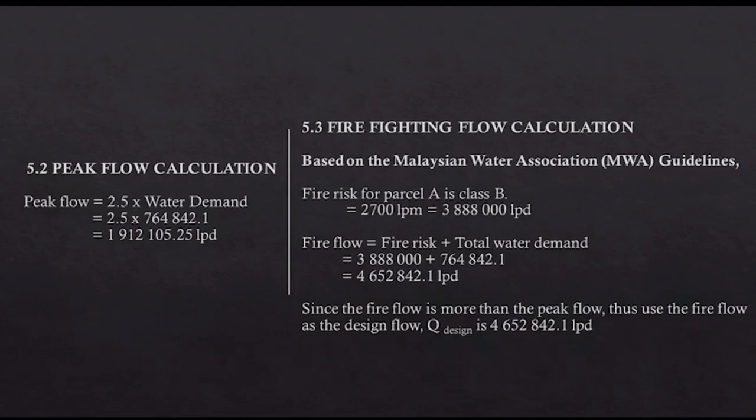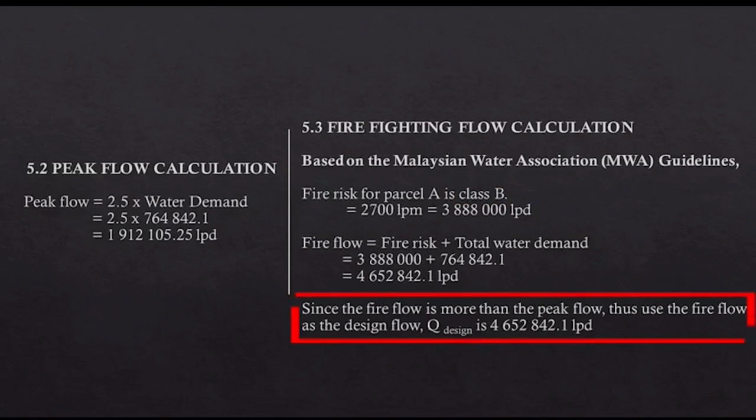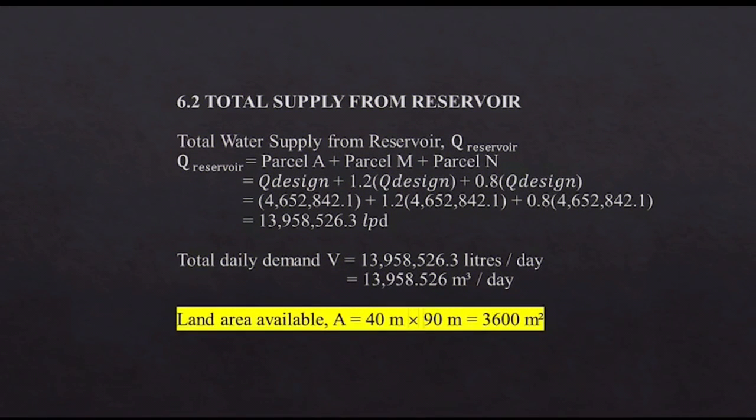To determine the design flow, we need to find the peak flow and fire flow. Based on the Malaysian Water Association guidelines, we identify that the fire risk for parcel A is class B. Thus, the result shows that the fire flow is larger than the peak flow after including water demand in the calculation. Therefore, for the total water supply from the reservoir, we use the Q design from the fire flow. The total water supply must include parcel M and parcel N because the reservoir also caters for both parcels. That is assumed to be 1.2Q and 0.8Q respectively.